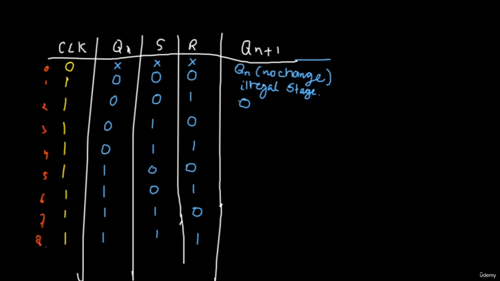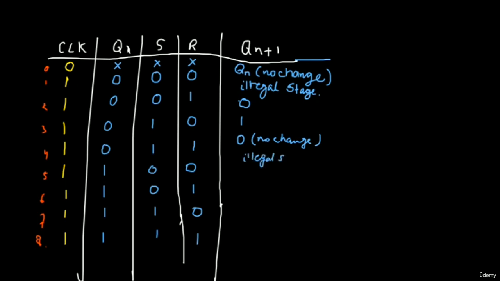Well, I think I have missed something, so let's check it here. 0 0 0, 0 0 1, 0 1 0, 0 1 1, and then 1 0 0, 1 0 1, 1 1 0, and 1 0 1. Okay, we will check that out later. Let's study this thing first. So what we have here is 1, then 0 or no change condition, no change, and then an illegal state will occur.